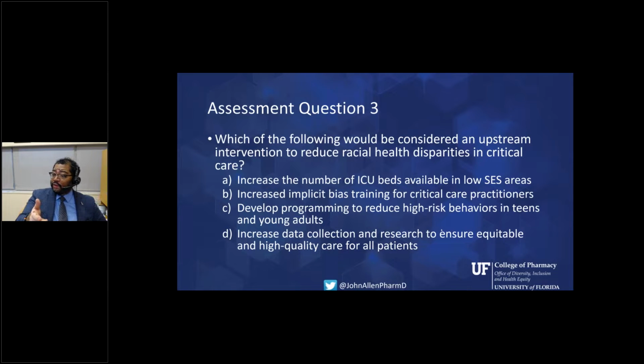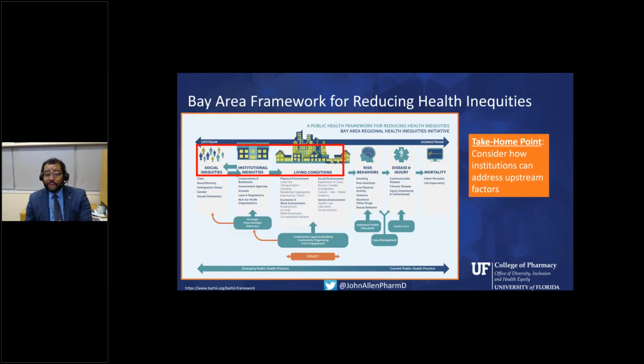21% of you indicated that answer A was the answer, 14% said B, an additional 14% said C, and then 50% indicated D. And I'll pose that all of them are needed. And I guess you could make an argument that increased data collection can help inform policy, and so I could see that. But also I'd say increasing ICU availability in low socioeconomic status areas would be considered an example of an upstream factor similar to what is highlighted here.